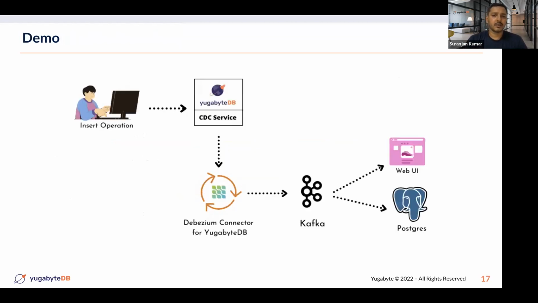Yeah, so with this, I will try to show a demo. In the demo, what I would like to show is a user making some changes to a table in YugabyteDB. The Debezium connector of YugabyteDB will fetch the changes from this table and push them to Kafka. There will be two applications. One is the web UI, which directly connects to Kafka and gets the changes. Another is a sink connector that is deployed to Kafka Connect, which pulls the data from Kafka and publishes it to Postgres.